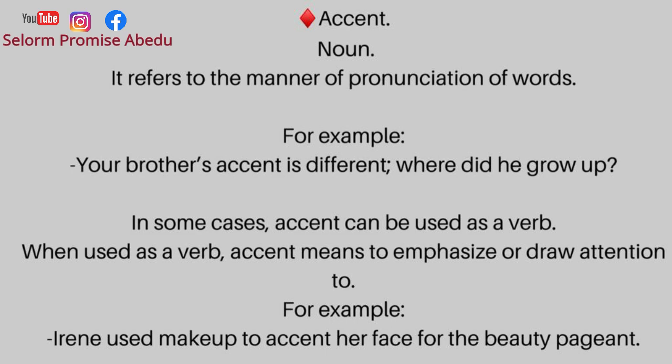Let's take notes of the following words and note their differences. Accent, written with an S and a C, and accent, written with an X and an S. Accent is a noun. It refers to the manner of pronunciation of words.